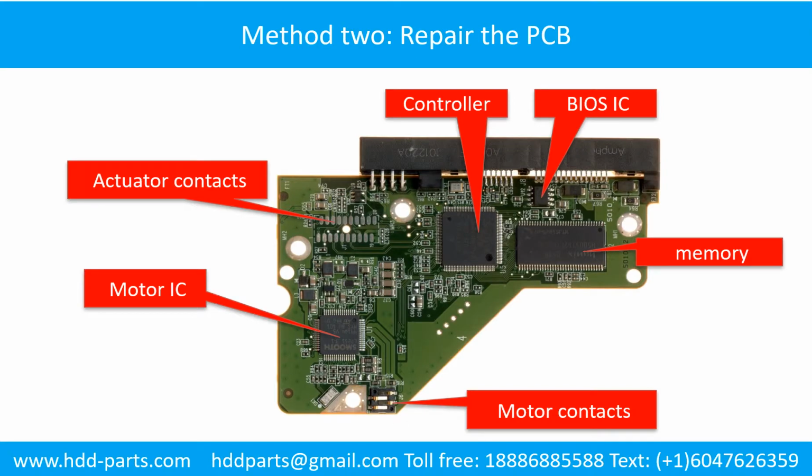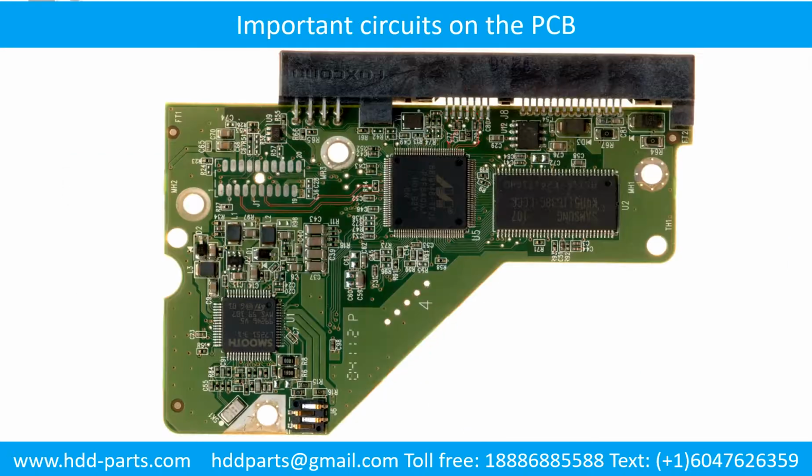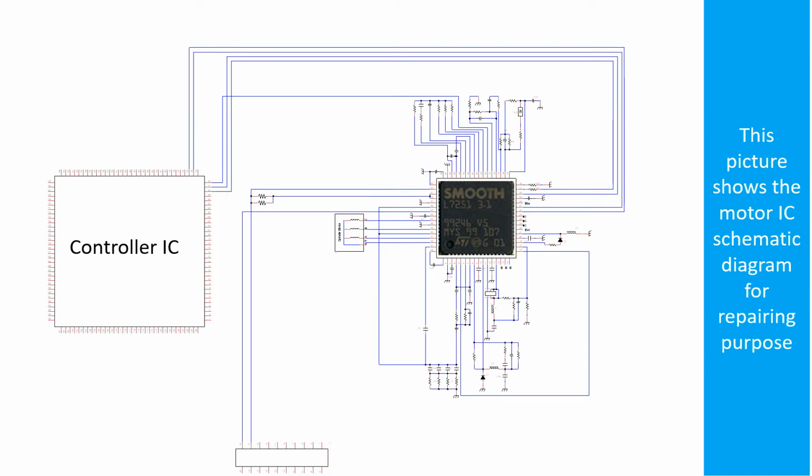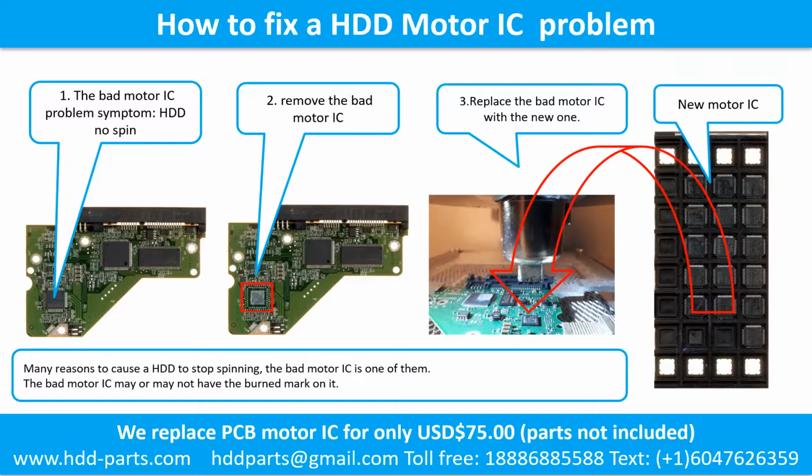This picture shows the basic components on the PCB board. The most vulnerable parts on the PCB board are the power supply circuit and the motor IC. This picture shows the important circuits on the printed circuit board for repairing purpose. This picture shows the motor IC schematic diagram for repairing purpose.